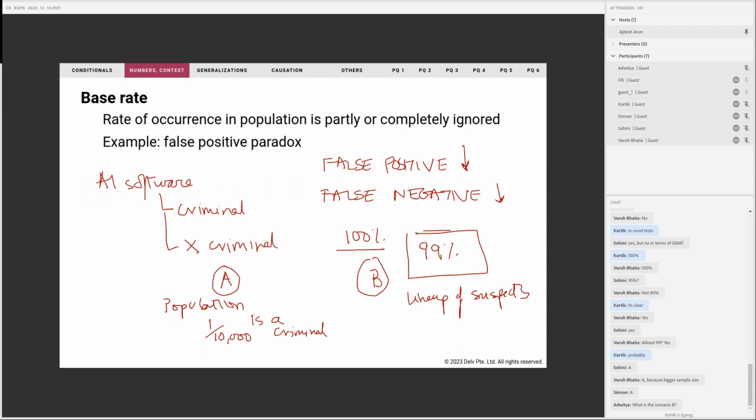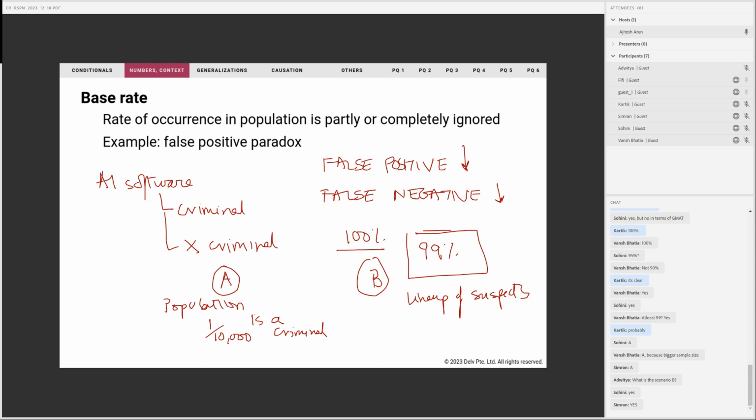Every 100, that's going to happen. Right? So, practically speaking, because there are many more non criminals than criminals, you're going to get a false positive every 100. You're just going to keep on doing that until you hit your 10,000, right? Quick check. Guys, do we see the problem with scenario A?